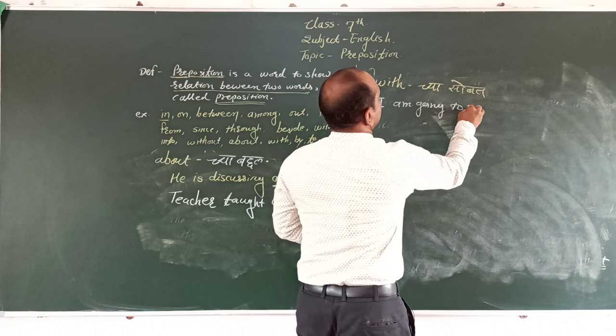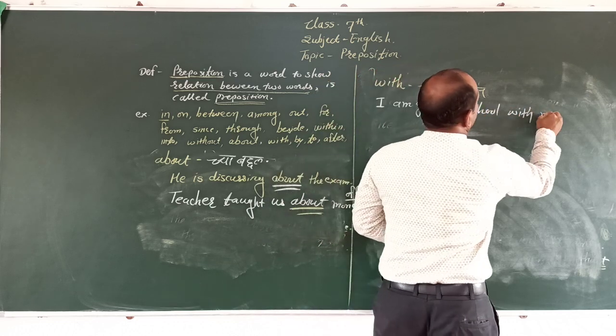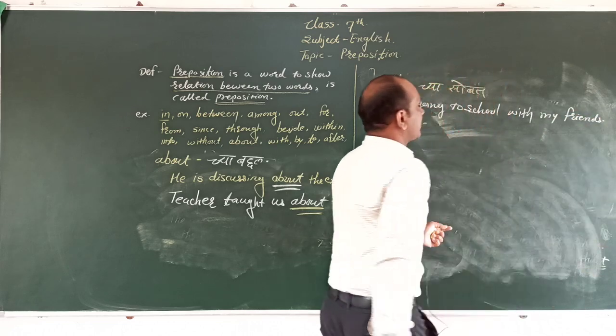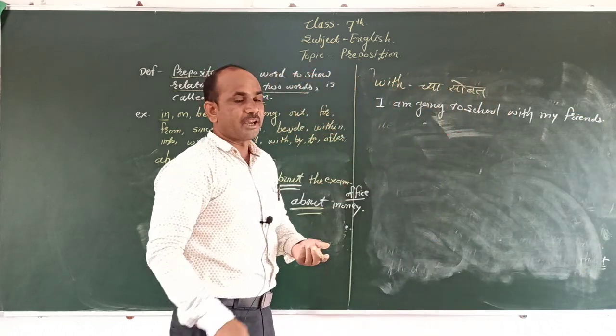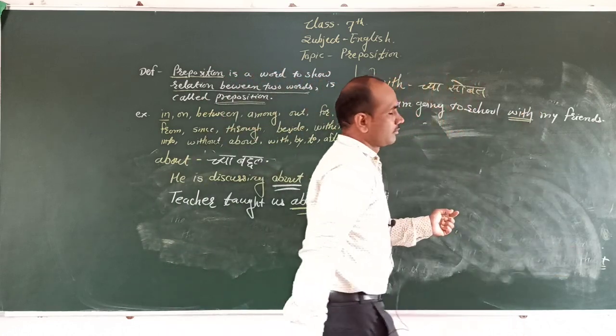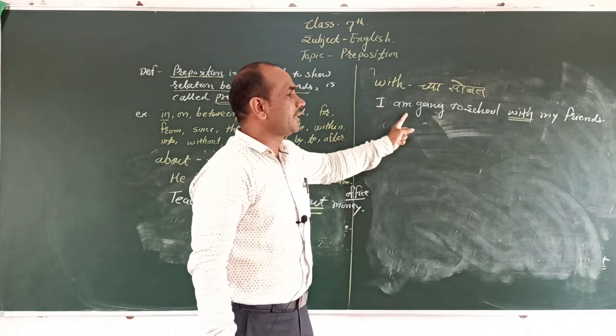I am going to school with my friends. With my friends. One example we write here: I am going to school with my friends. Here with means with a company.